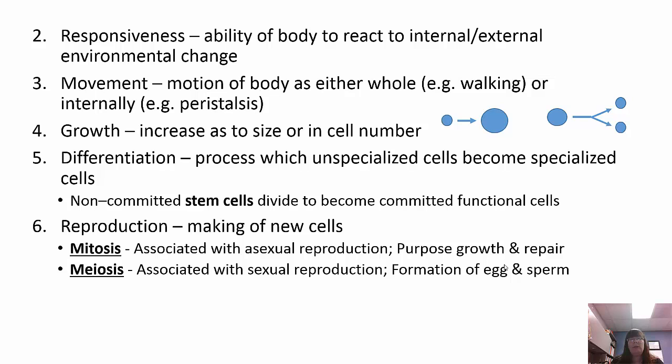Differentiation is the process in which unspecialized cells become specialized. So we have non-committed stem cells divide and become functionally committed cells. So non-committed stem cells will turn into adult stem cells for the skin, for example. Reproduction, making new cells, of course. Mitosis is asexual reproduction, but its purpose is growth and repair, which is very important. Meiosis is sexual reproduction, and that's the formation of the egg and sperm, which of course will come together through fertilization to form the zygote.